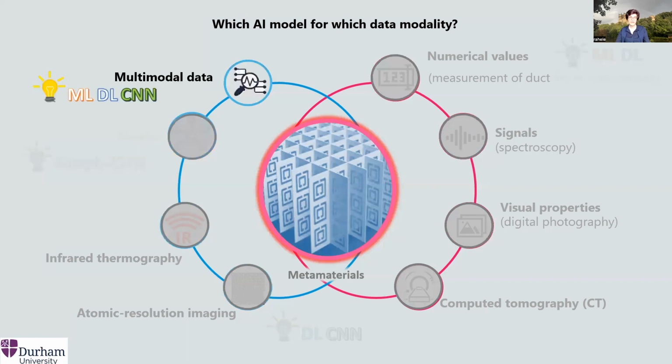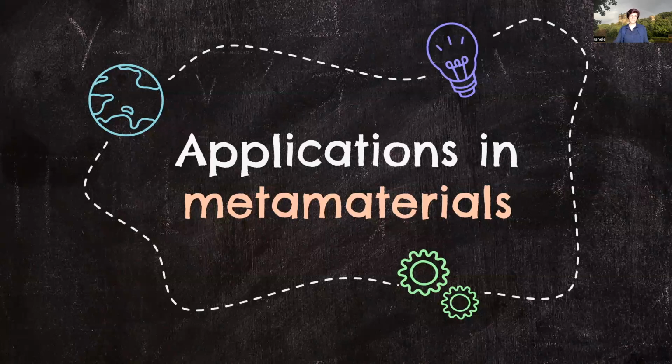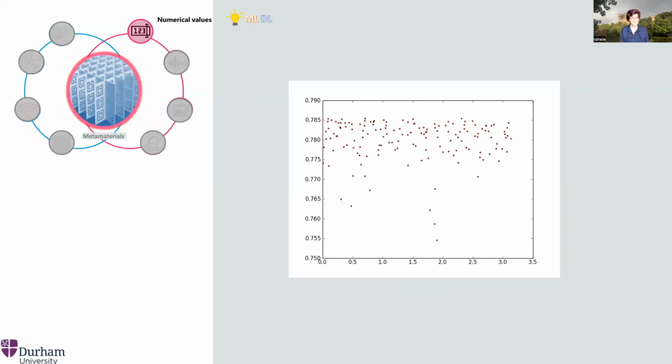And finally, when we talk about multimodal data, we can use many models like machine learning, deep learning, CNN altogether. And we want to discuss these a bit in more detail. So when I want to say which AI method for which data type, I just want to be more specific on metamaterials. So I'm using a part of publications available and want to give examples based on those.